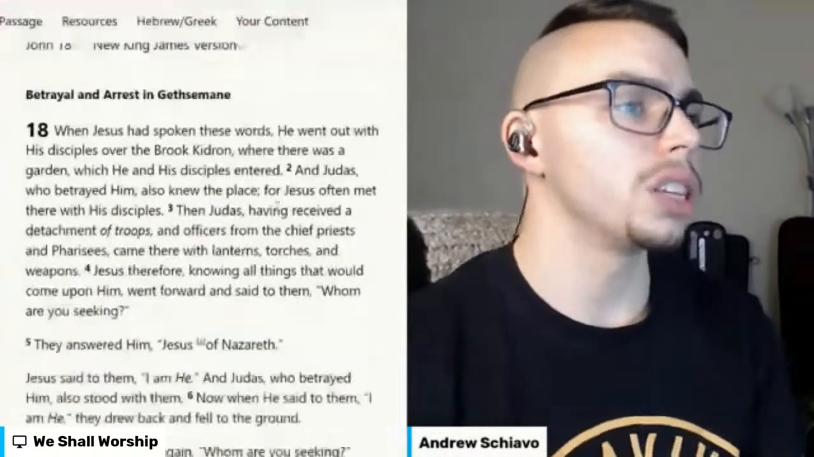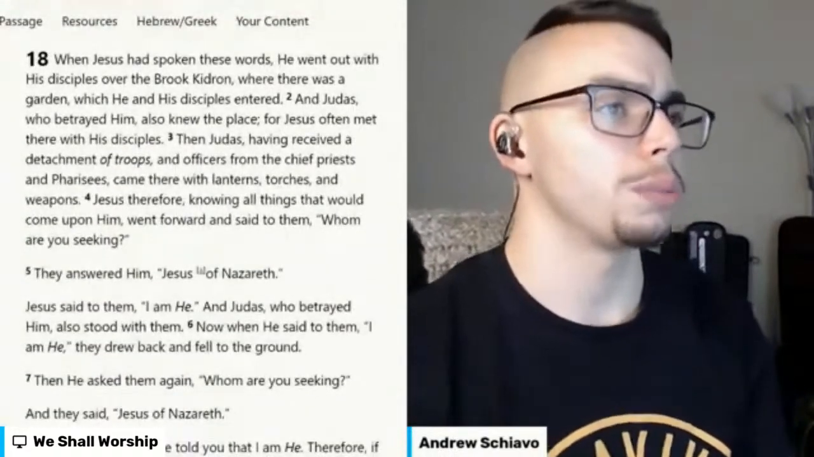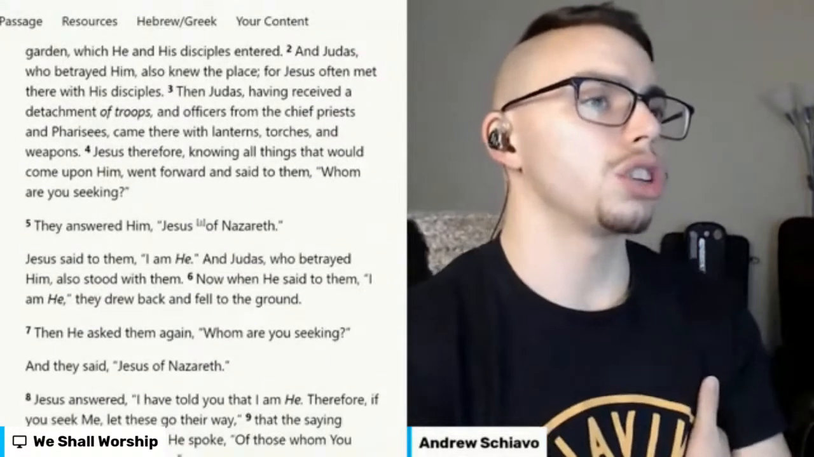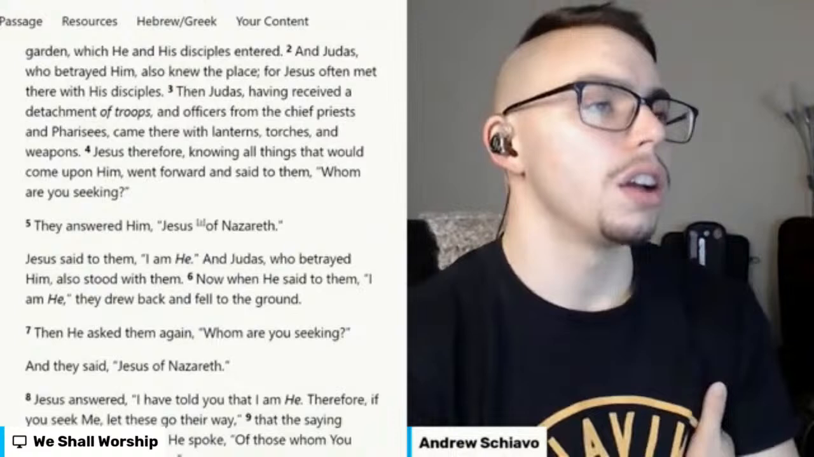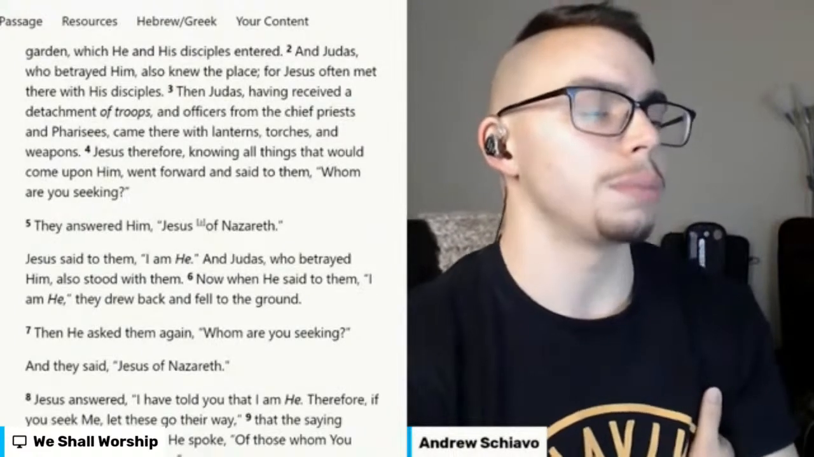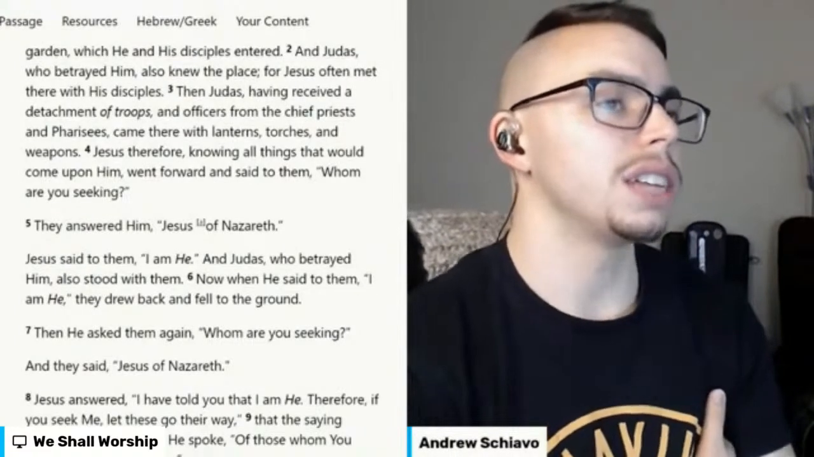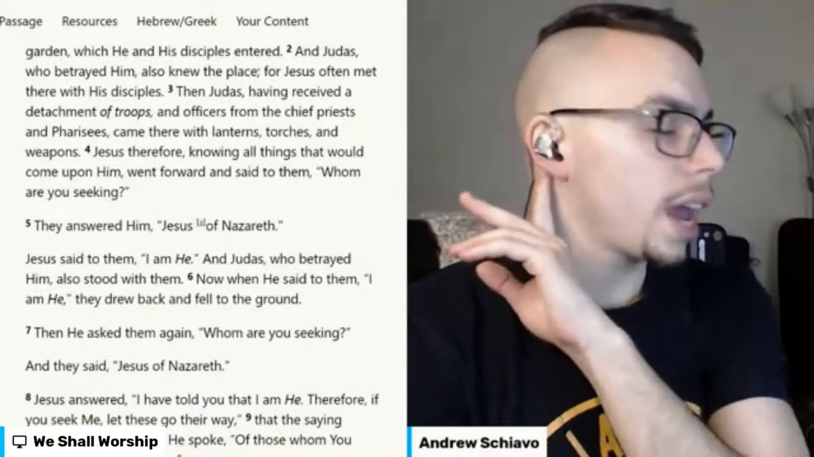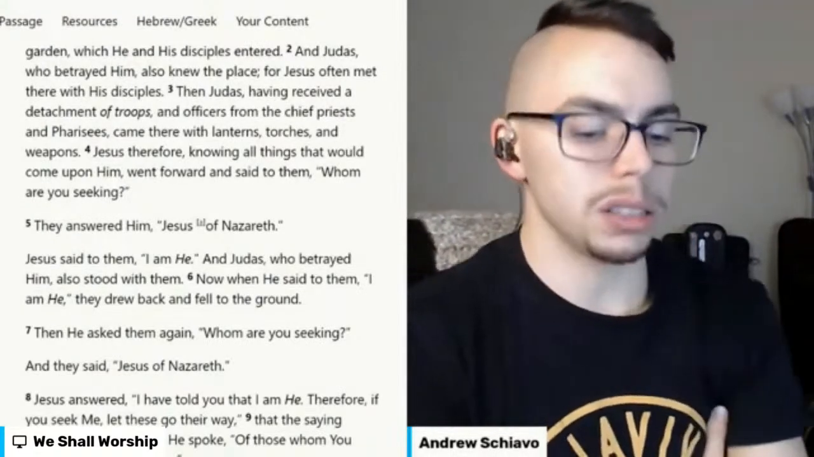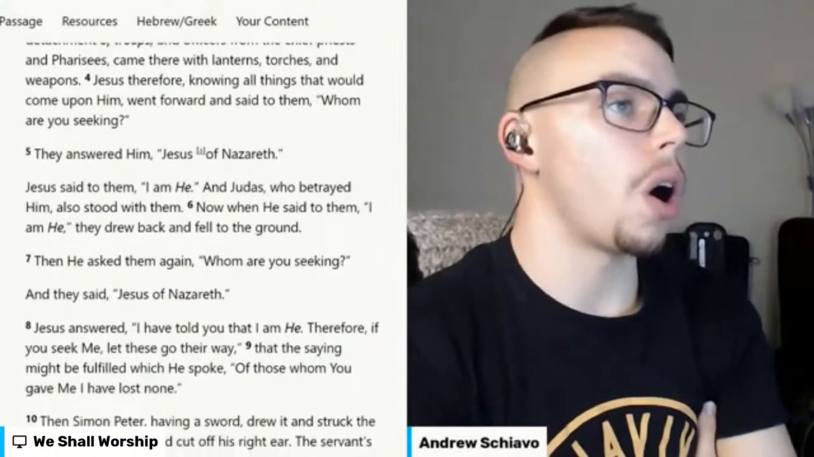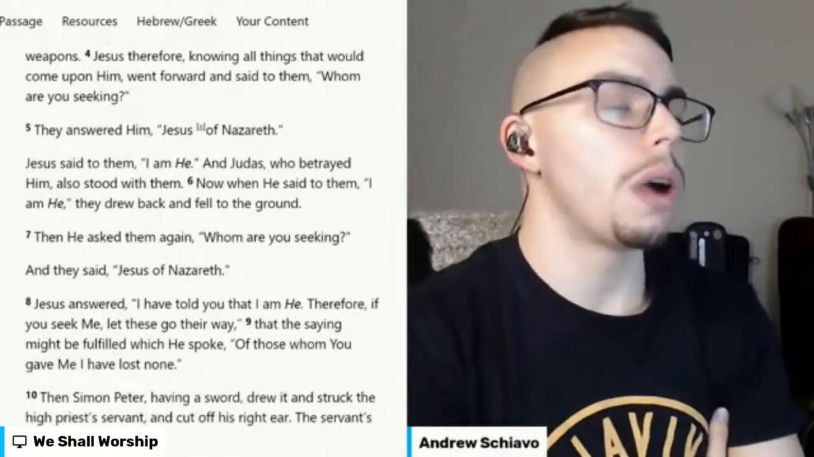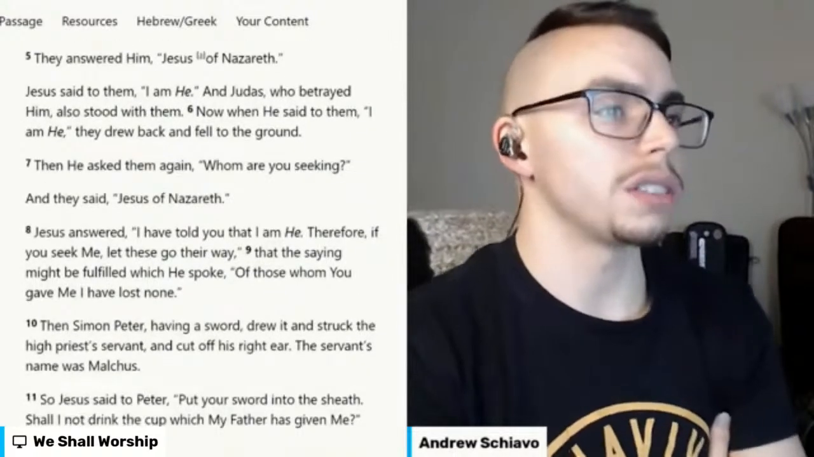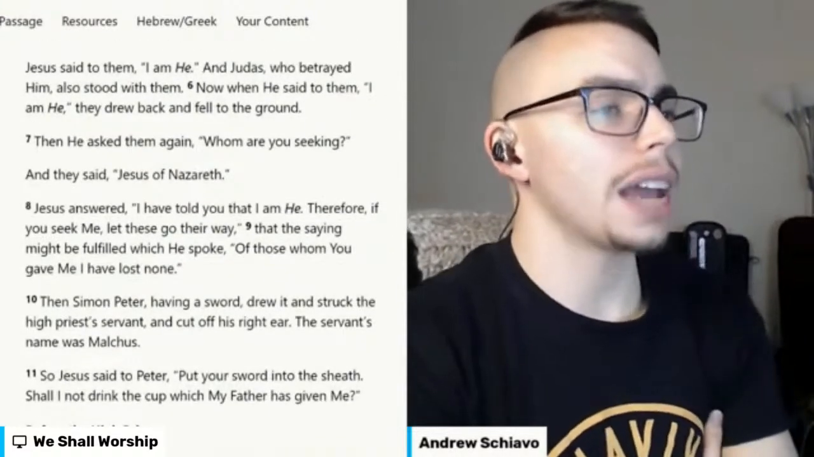When Jesus had spoken these words, he went out with his disciples over the brook Kidron, where there was a garden which he and his disciples entered. And Judas, who betrayed him, also knew the place, for Jesus often met there with his disciples. Then Judas, having received a detachment of troops and officers from the chief priests and Pharisees, came there with lanterns, torches, and weapons. Jesus, therefore, knowing all things that would come upon him, went forward and said to them, "Whom are you seeking?" They answered him, "Jesus of Nazareth." Jesus said to them, "I am he."